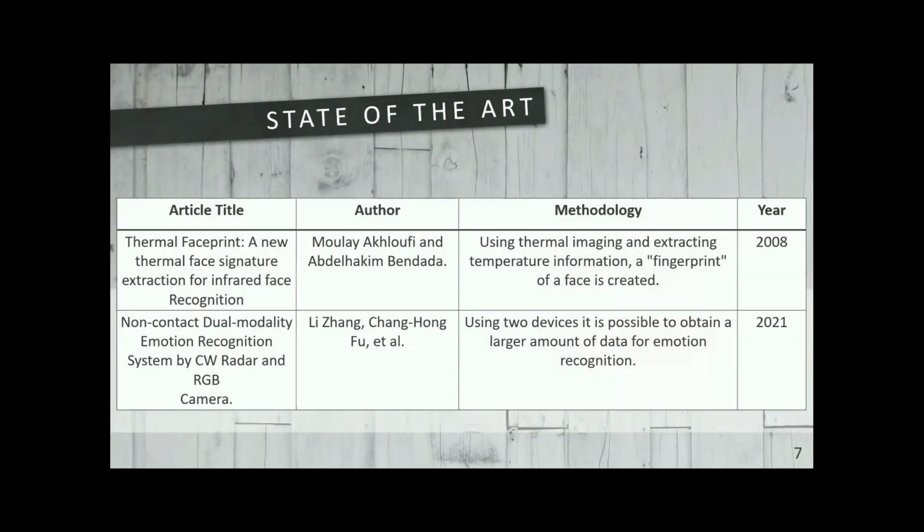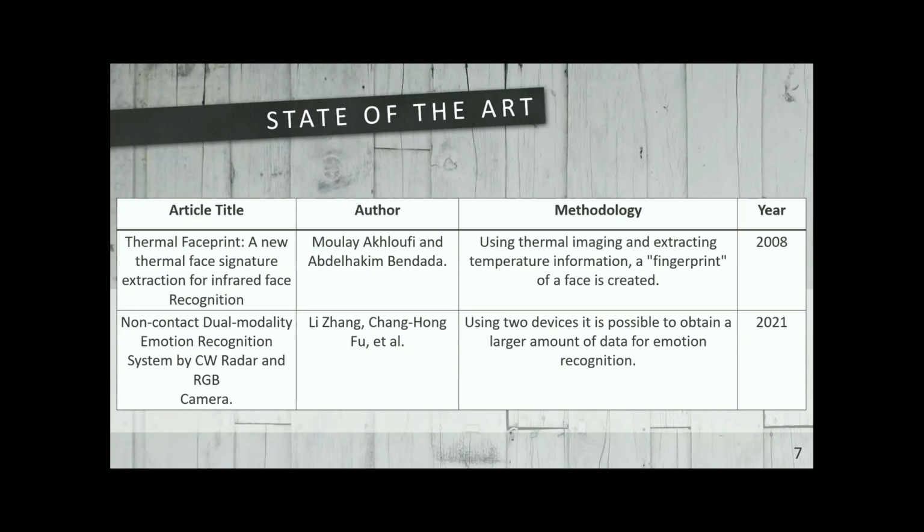Next, one of the reasons that we chose thermal images is the next paper, Thermal Face Print, a new thermal face signature extraction for infrared face recognition. Why? Because they use a thermal image, and with this image they extract temperature information and propose a fingerprint of the face with this information, because maybe a person could have a variation of temperature when they experience another emotional state.